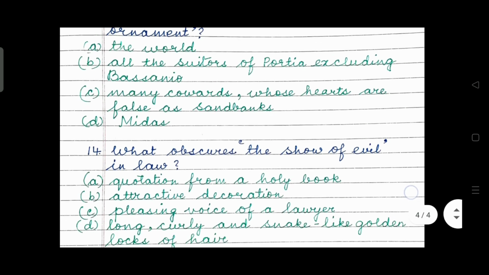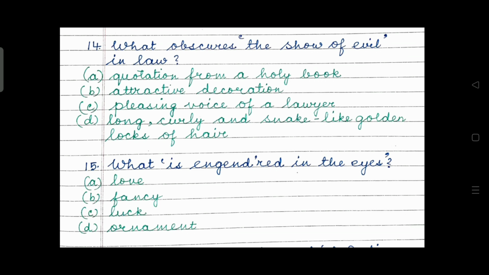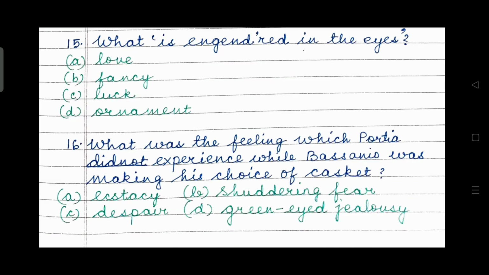Question 14. What obscures the show of evil in law? Quotation from a holy book, attractive decoration, pleasing voice of a lawyer, long, curly and snake-like golden locks of hair. So, quotation from a holy book obscures the show of evil in law. It is option A. 15. What is engendered in the eyes? Love, fancy, luck or ornament? The right answer is option B, fancy.